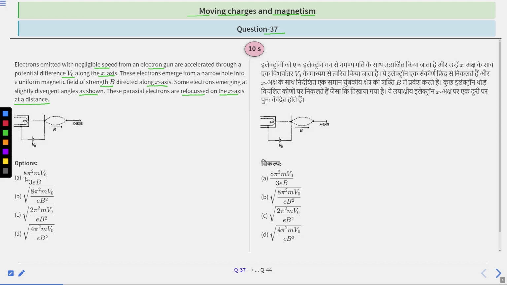Given options: option A is 8 pi square m v naught divided by 3 eB. Option B, under root 8 pi square m v naught divided by e B square. Option C, 2 pi square m v naught divided by e B square. And option D, under root 4 pi square m v naught divided by e B square. Which option is correct? Read the question carefully and give the answer. You have 10 seconds to solve this question. After 10 seconds, we will provide the solution.